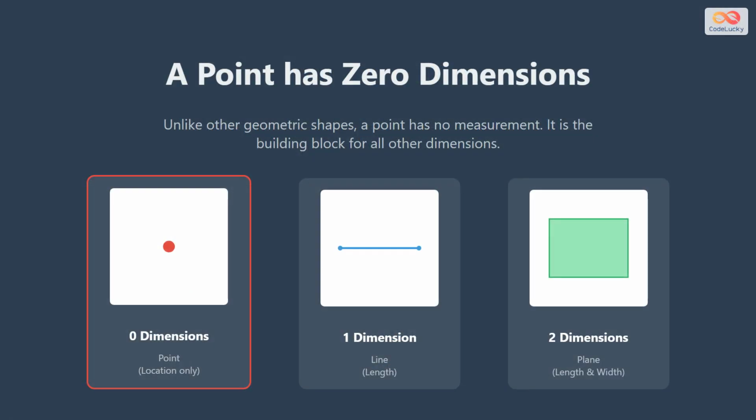It is important to understand dimensions. A line has one dimension, length. A plane, like a piece of paper, has two dimensions, length and width. But a point has 0 dimensions. It is the building block that has position, but no magnitude.